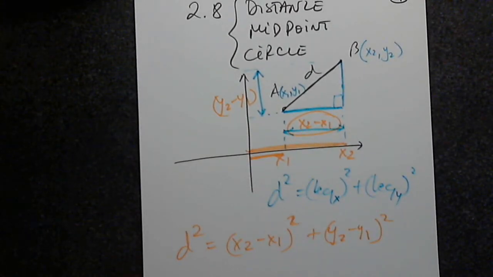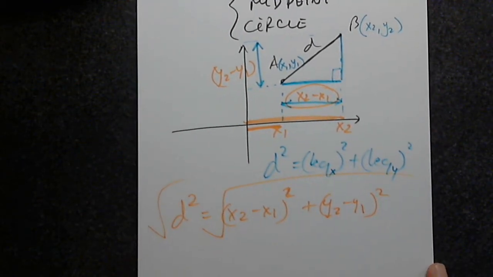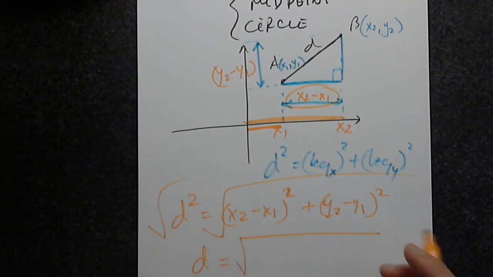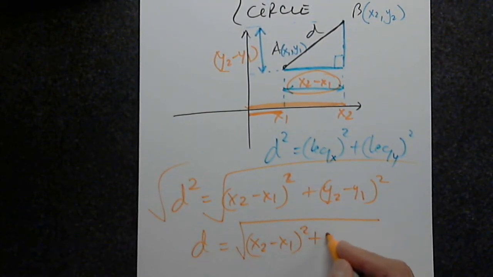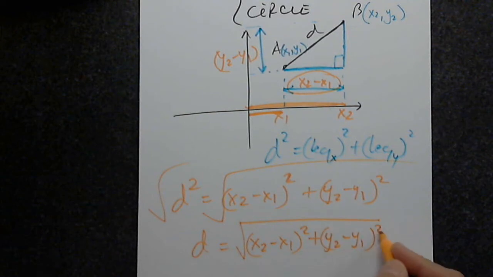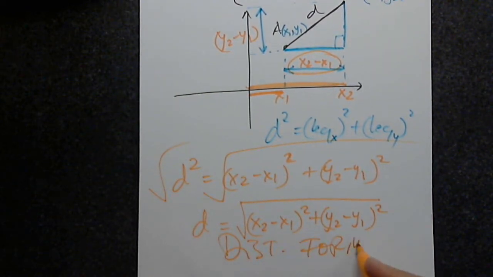And this is before we take the square root. Every time we take the square root, we cannot forget something very important. Correct. However, this is a distance. This is one time in which I don't have to put plus or minus. Excellent. So this is the distance formula.